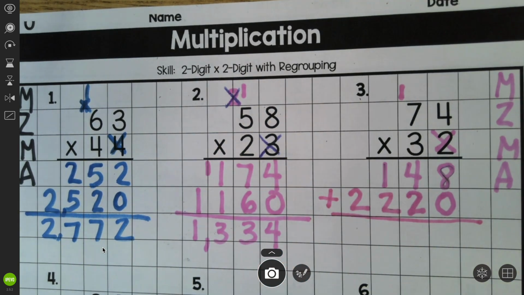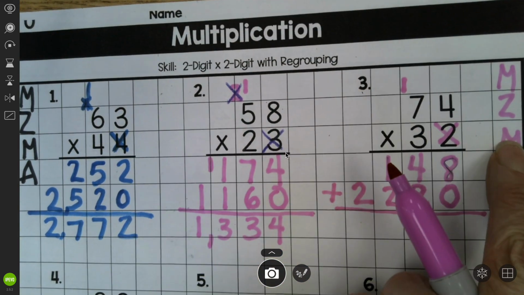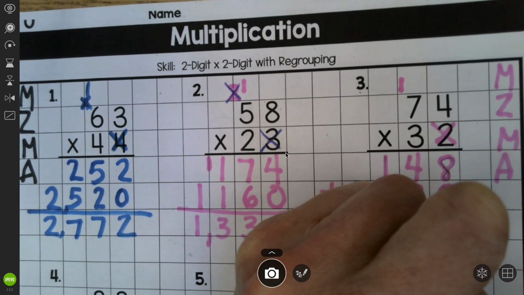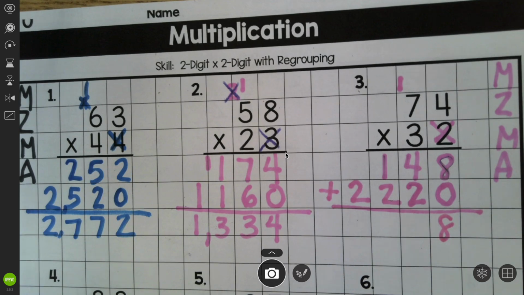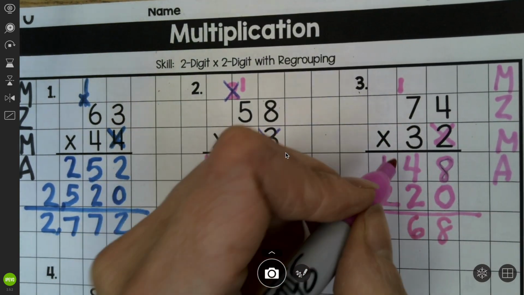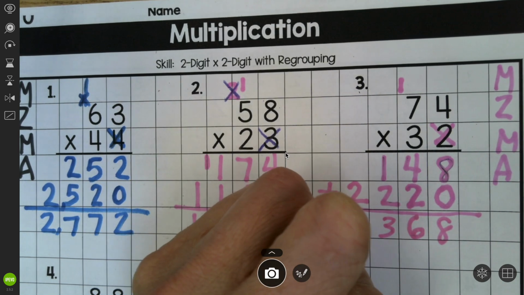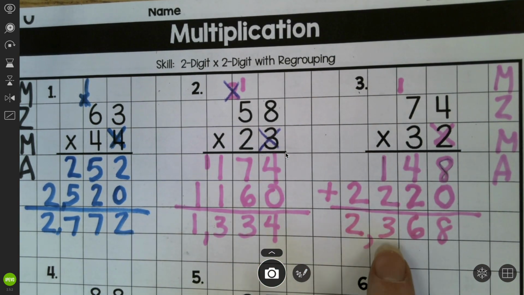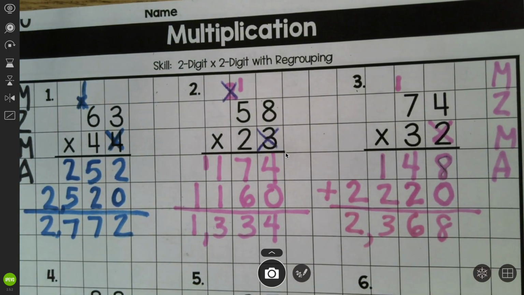I'm going to add. Still recording, right? Yep. So we multiplied. Now we need to add, starting in the ones. 8 plus 0 is 8. 4 plus 2, 4, 5, 6. 2 plus 1 is 3, 2, comma. So 74 times 32 is 2,368.